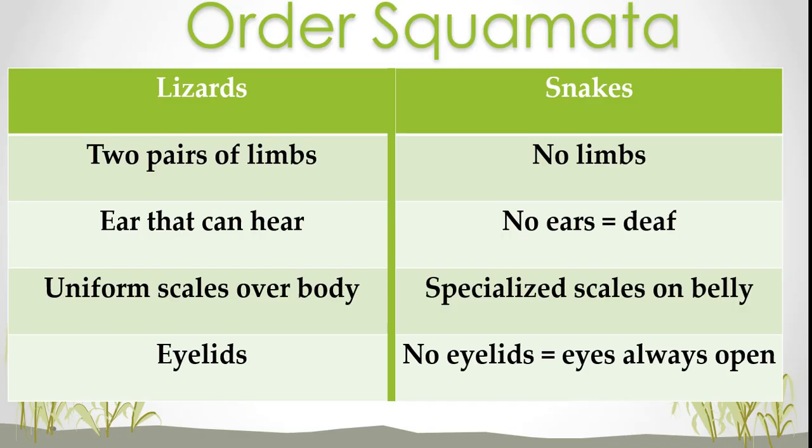The lizards have uniform scales all over their body. It looks the same all over, whereas the snakes have specialized scales on their belly called scutes, and that's so they can move, all right? Lizards have eyelids. They blink their eyes, where snakes have no eyelids. They don't blink, and that's one of the reasons some people think that we're so creeped out by them is because, you know, they stare at you the whole time and they never blink, so it's a little creepy.